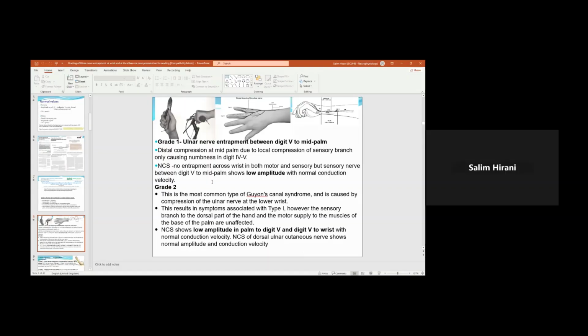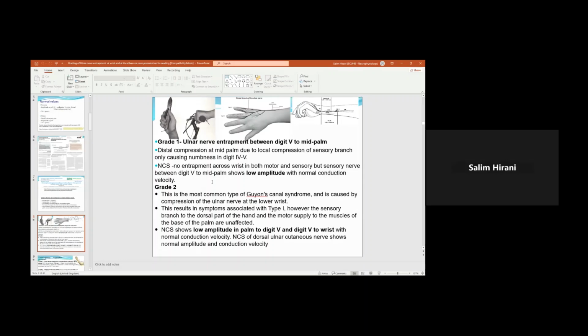So according to this, now I will discuss my grading. It will give you an idea when I show you my cases, so you will have some idea of how I was grading them. In grade 1, which is ulnar nerve entrapment between digit 5 and mid palm, which is the distal compression at mid palm due to local compression of the sensory branch, causing numbness in digits 4 and 5.